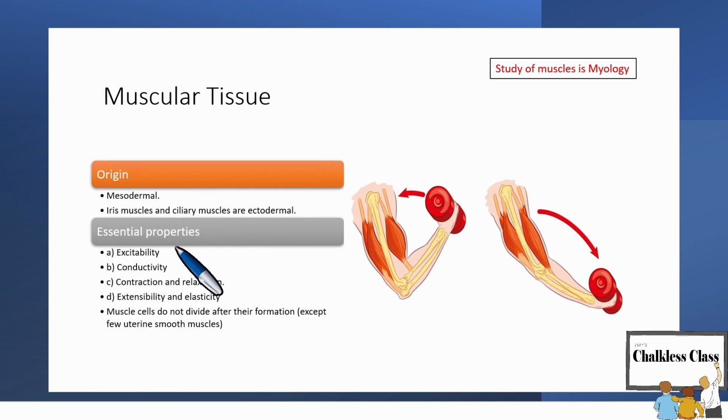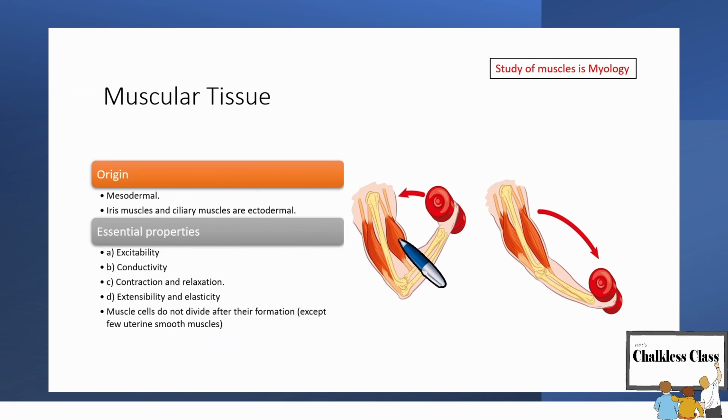The other properties of muscles are excitability. When they receive a stimulus, they can respond to that stimulus and get excited. That is called excitability. And they carry that impulse to the various target regions, so that is called conductivity. The main property of the muscle is contraction and relaxation. In addition to this, the muscles show extensibility and elasticity.